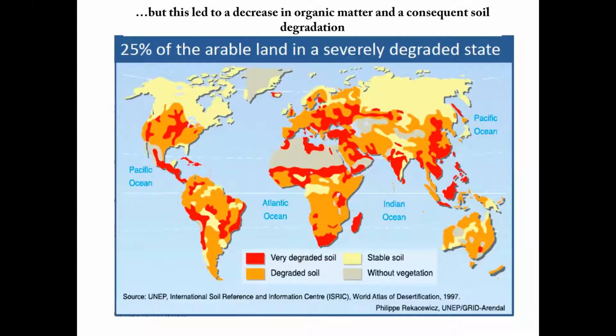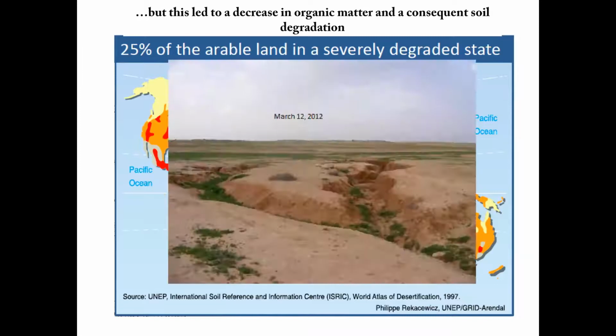Those countries, but not only those, are also facing the problem of soil degradation, as Luca was mentioning. And believe it or not, 25% of the arable land on the planet is already in a very degraded state, which means a situation like this. Why do we have this kind of situation?